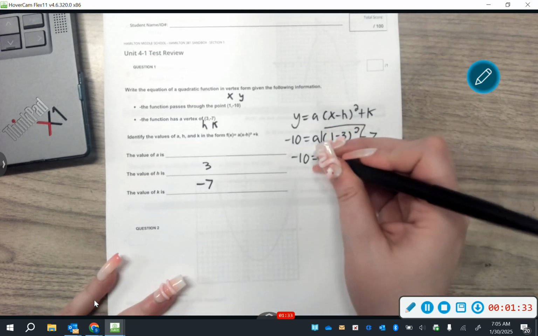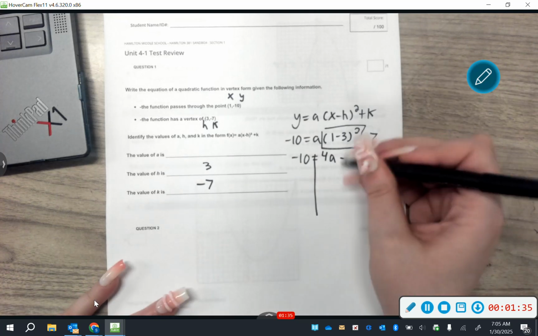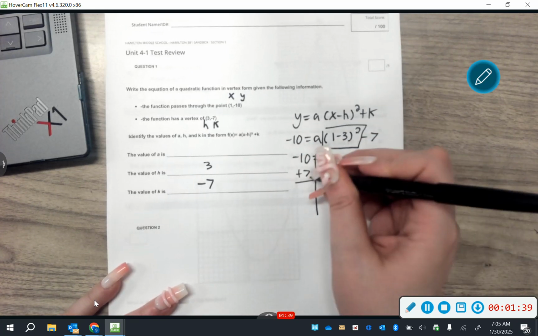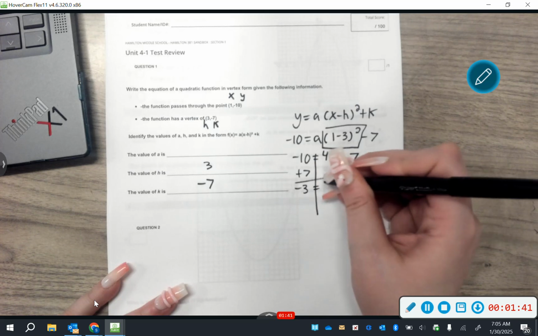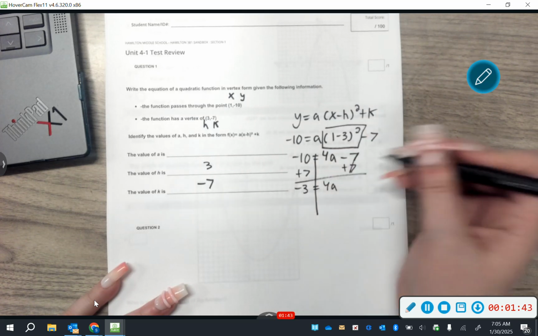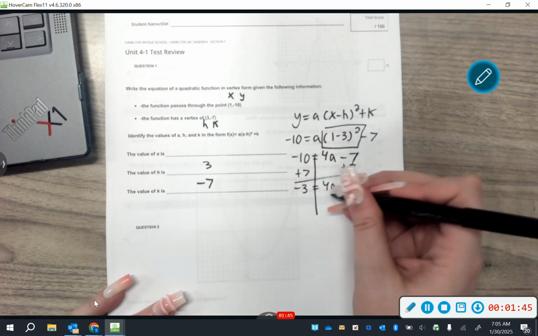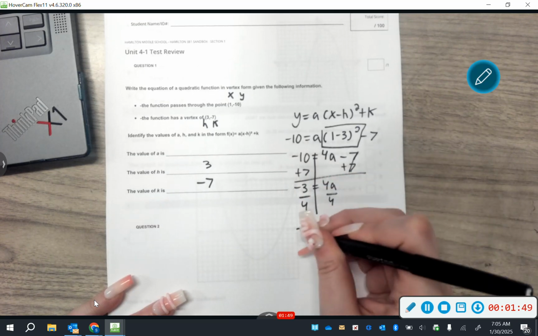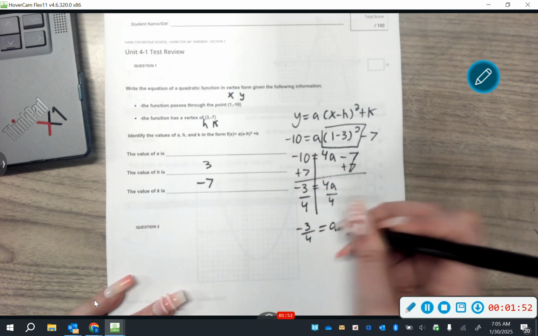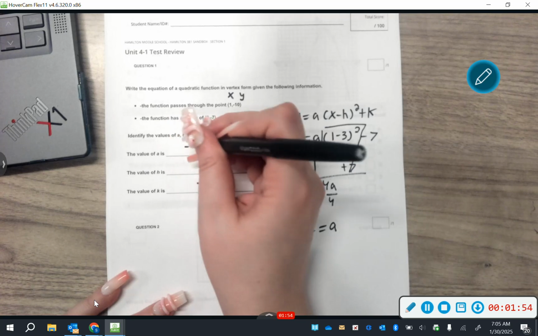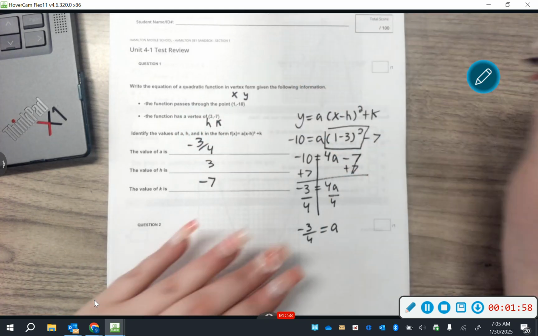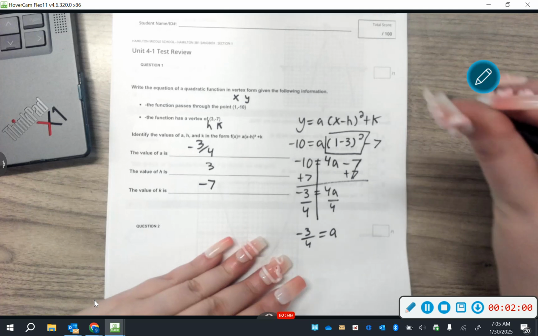Now it's just solving equations. Draw your line of balance. The opposite of minus 7 is plus 7 on both sides. This is negative 3 equals 4a. We want to get the a by itself, so we're going to divide both sides by 4. Negative 3/4 equals a. So our a value is negative 3/4. If you do not put your answer as a fraction, I think it'll count it wrong.